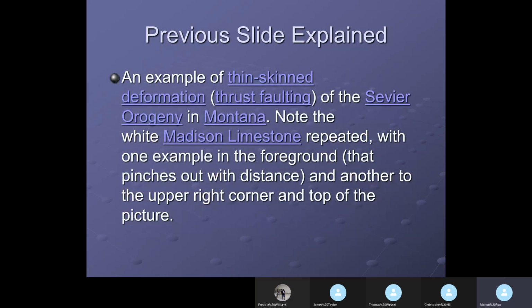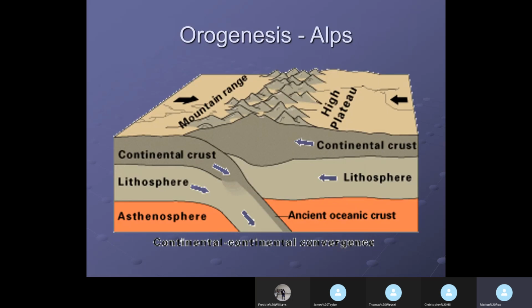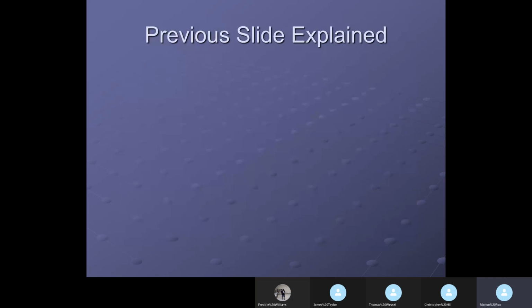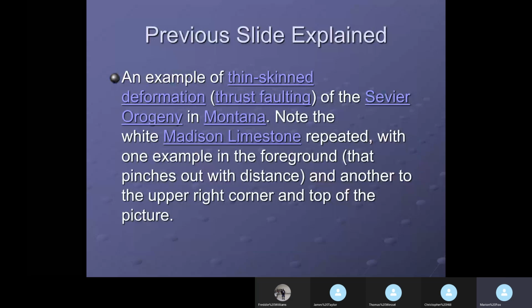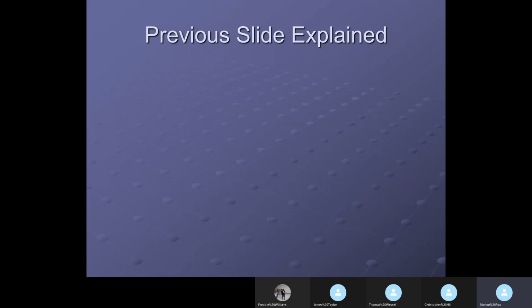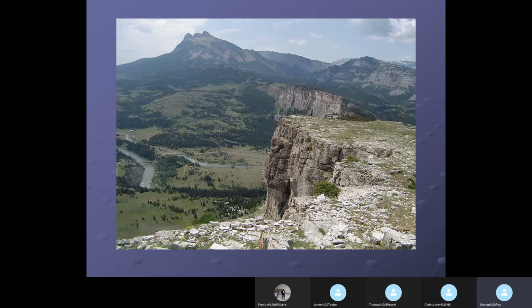The previous slide is an example of thin skin deformation according to the geologists, thrust faulting, and that's what we're talking about, thrust faulting. This is thrust faulting right here, okay? They claim this is an example of it. It's real hard to see it, but they're claiming that this is an example of that, right? Let's go much further. This is in Montana, and we have white Madison limestone repeated with one example in the foreground that pinches off with distance. Another in the upper right corner in the top of the picture. So let's go back and look at the upper right corner in the top of the picture.